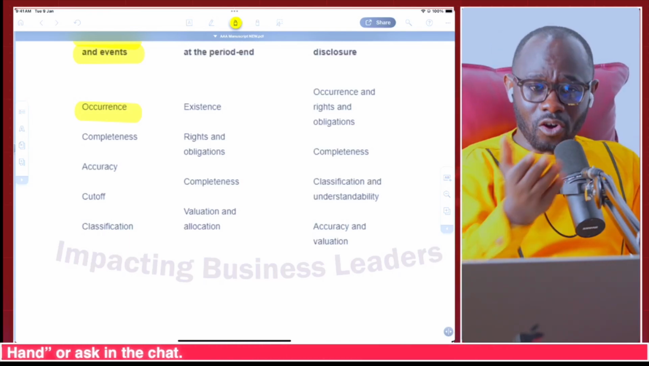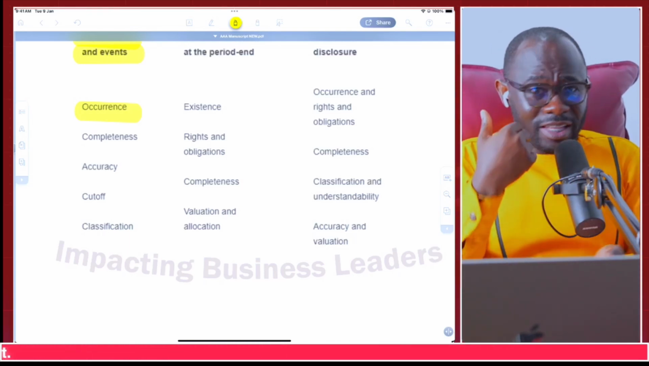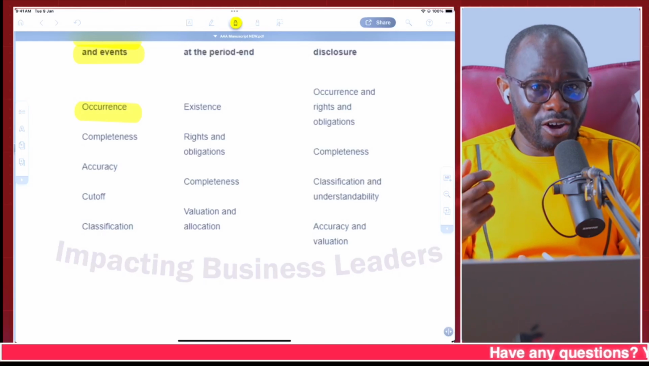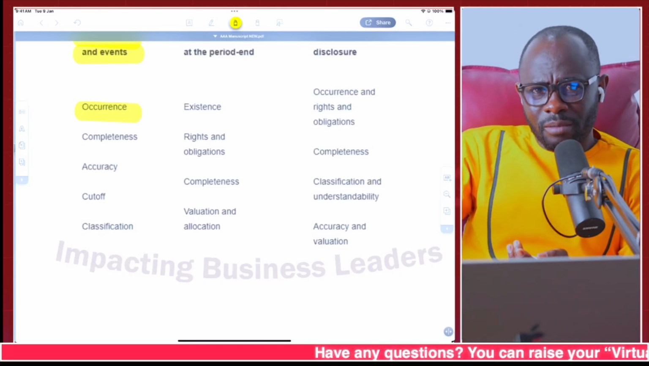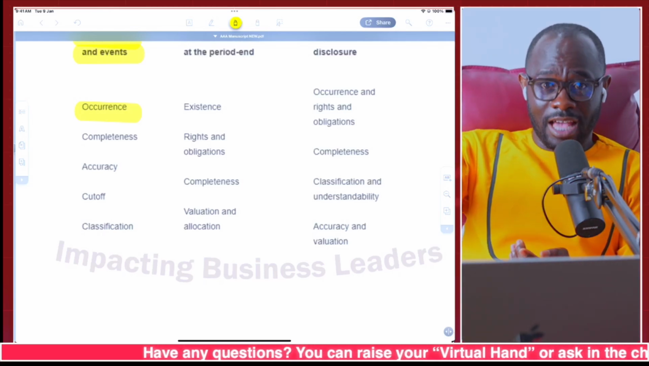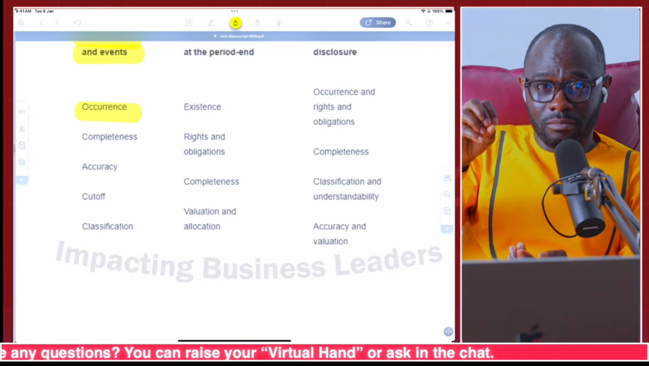What are you testing for? Occurrence. I want to see. You said you bought an asset, right? All right. I've looked at your management minutes. I realized that, yeah, it was approved at the management meeting.